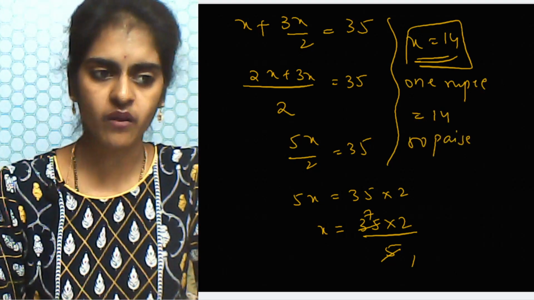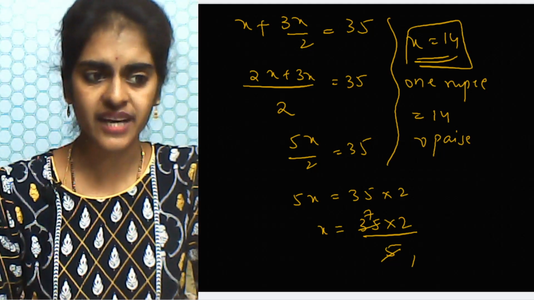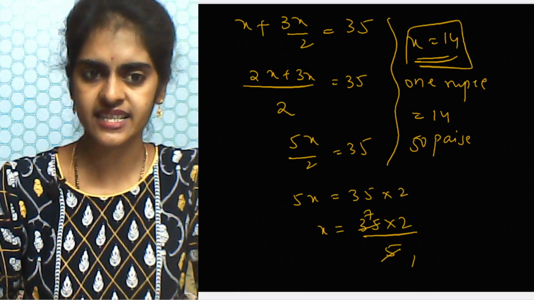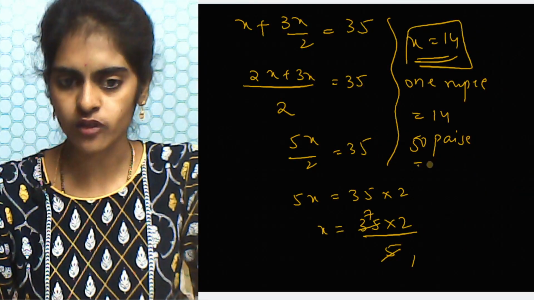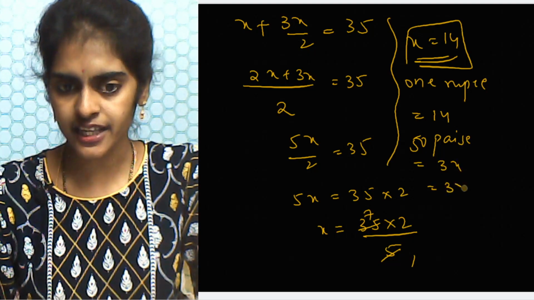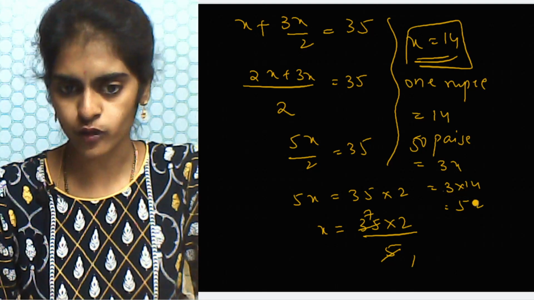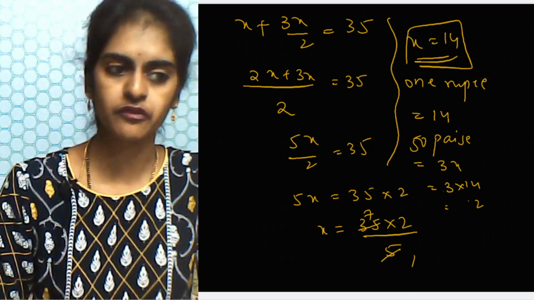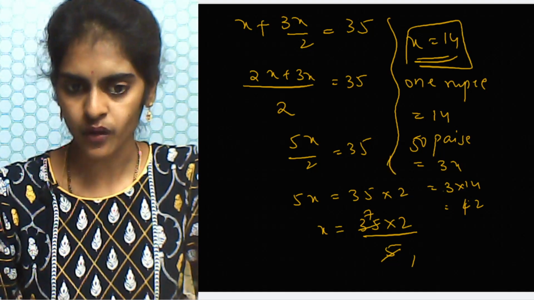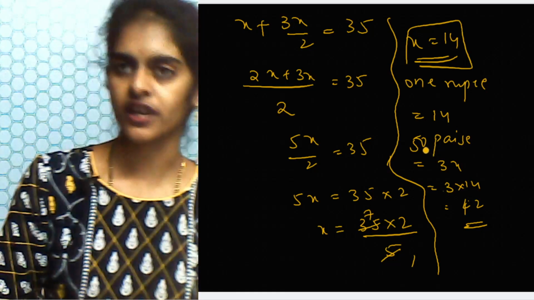50 paise coins, how are you getting them? Just see here. 50 paise coins are 3x, isn't it? So 50 paise coins are 3x. So it is 3 into 14. 3 fours are 12, so it is 42. So 42 50 paise coins you have, and 14 1 rupee coins you have.